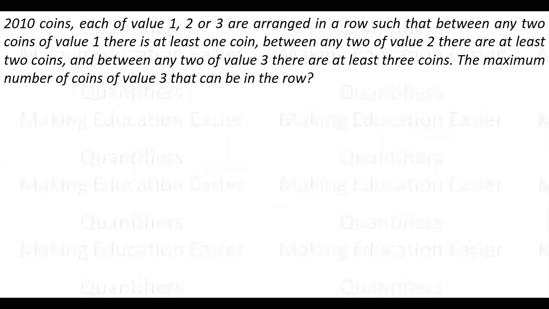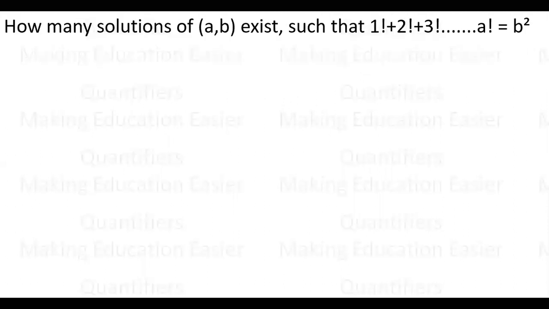Let's move to the last question. The last question says, how many solutions of (a, b) exist such that 1 factorial plus 2 factorial plus 3 factorial up to a factorial is b square? So 1 factorial plus 2 factorial plus 3 factorial up to a factorial is equal to b square, right? This is it. Now, obviously there is no pattern. Let's just plug in some values.